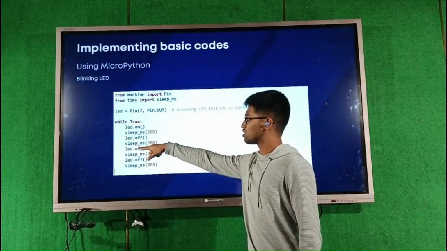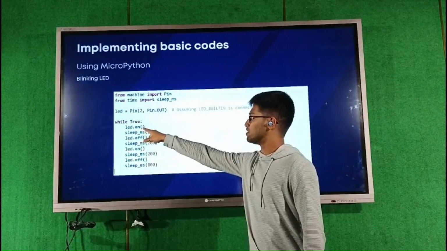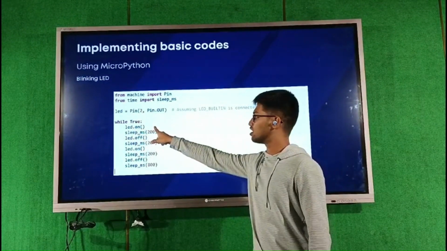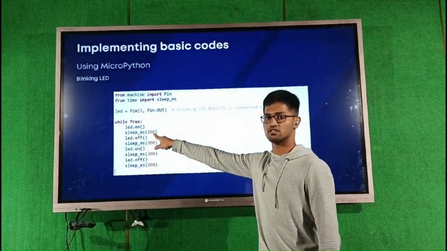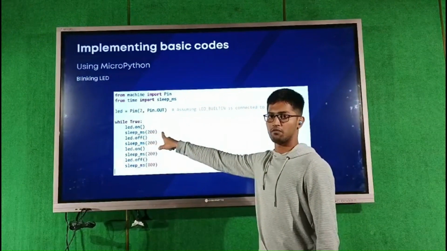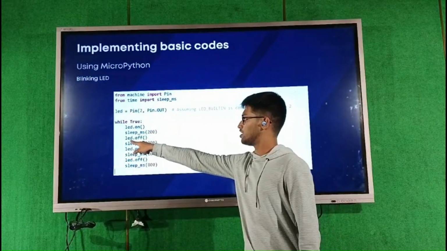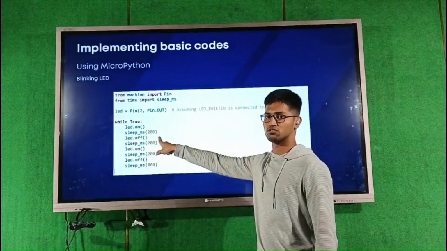So going through the loop, led.on() means here the LED is going to be on, and then sleep_ms(200), where 200 is the milliseconds. It will be off for 200 milliseconds, and similarly led.off() means the LED will be turned off.